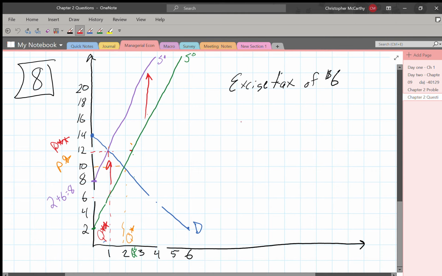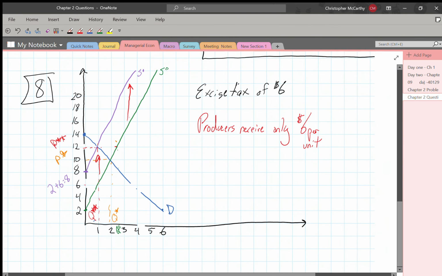So producers receive only $6 per unit. So we're then asked, what happens to consumer surplus? So what's the old consumer surplus and producer surplus, and what's the new producer surplus and consumer surplus? So let's get a new graph since this one's getting a little mucky.